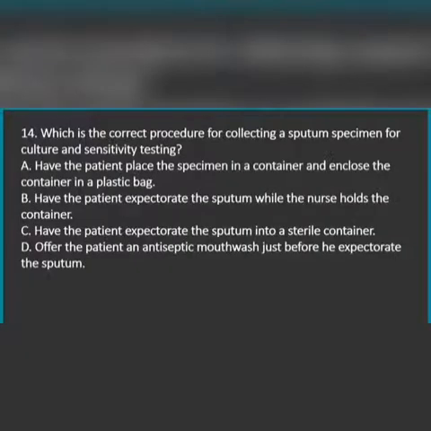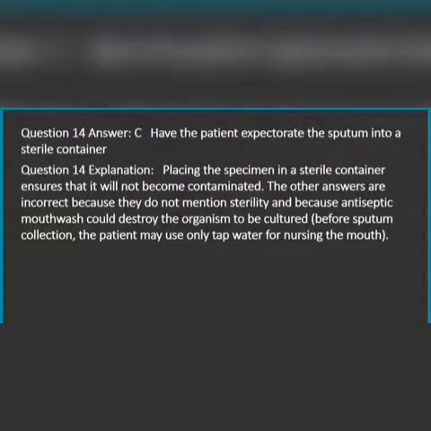Question 14. Which is the correct procedure for collecting a sputum specimen for culture and sensitivity testing? A. Have the patient place the specimen in a container and enclose the container in a plastic bag. B. Have the patient expectorate the sputum while the nurse holds the container. C. Have the patient expectorate the sputum into a sterile container. D. Offer the patient an antiseptic mouthwash just before he expectorates the sputum. Question 14. Answer: C. Have the patient expectorate the sputum into a sterile container.